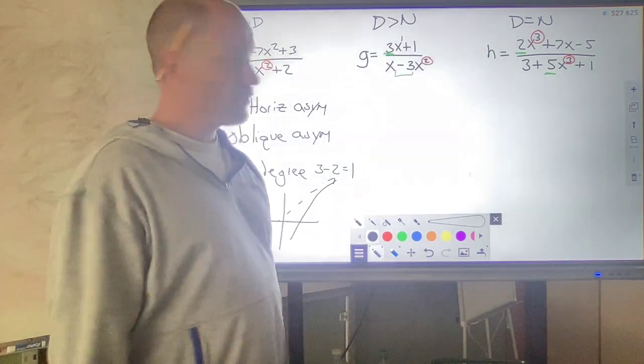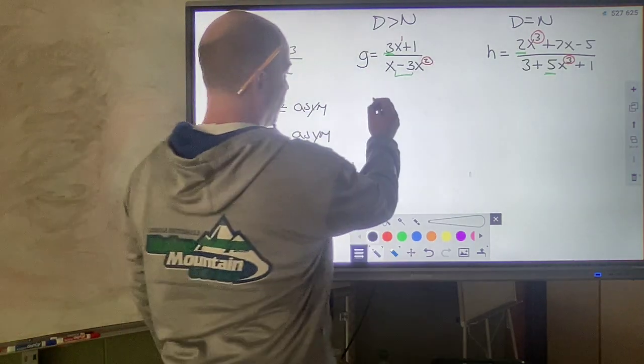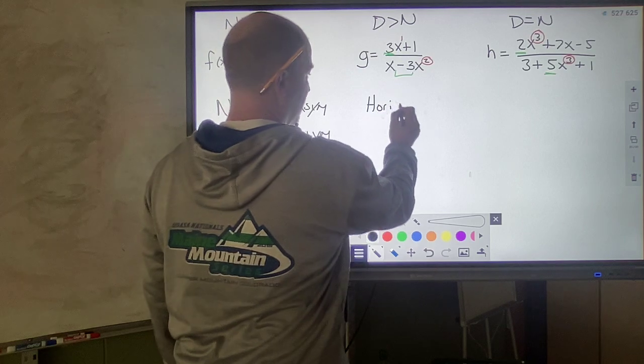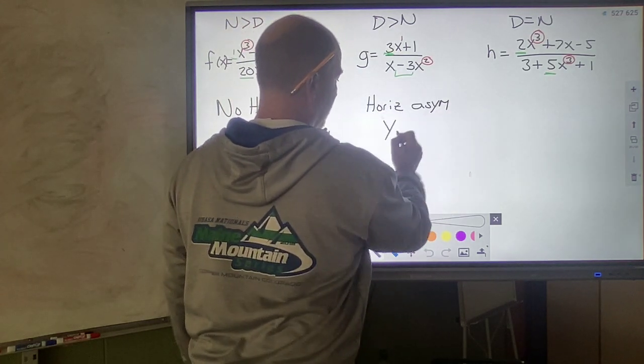Okay. This next one here, we look and we go, oh, degree 1, degree 2. So the denominator is greater than the numerator. The coefficients don't even matter. So we say the horizontal asymptote is that y equals 0.